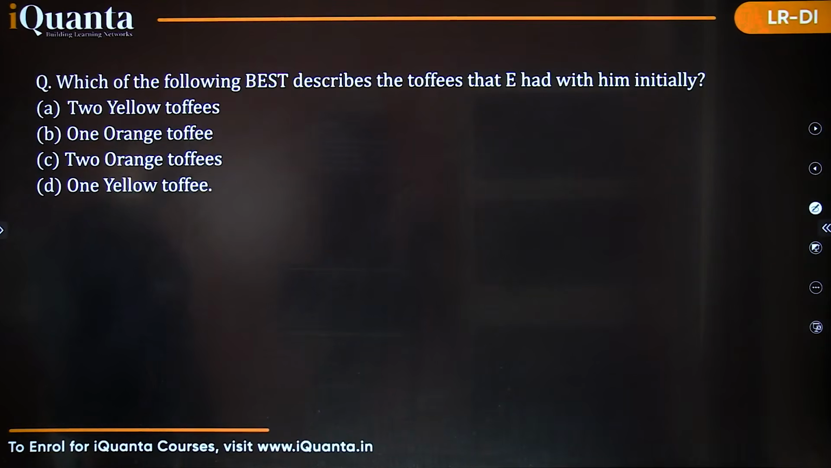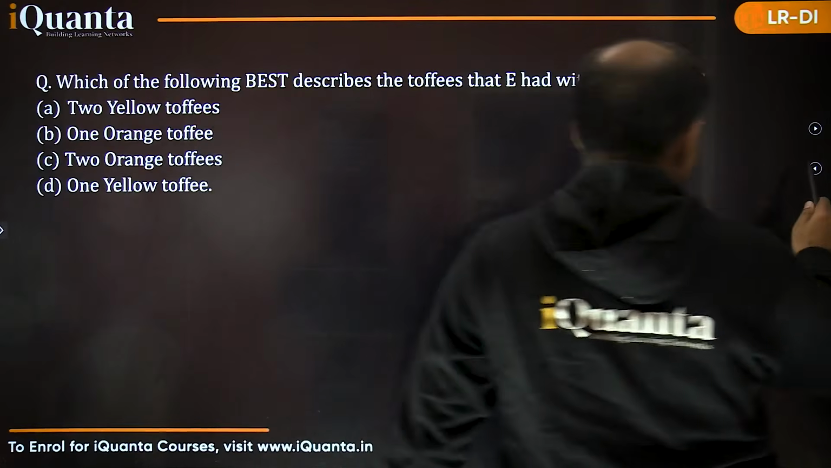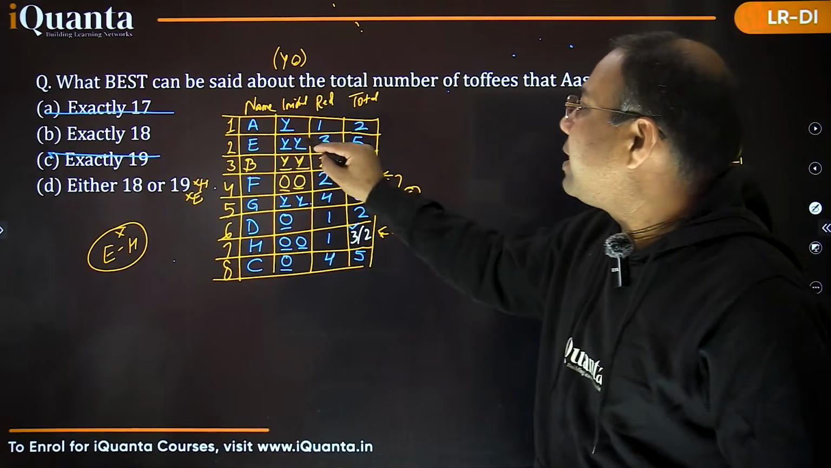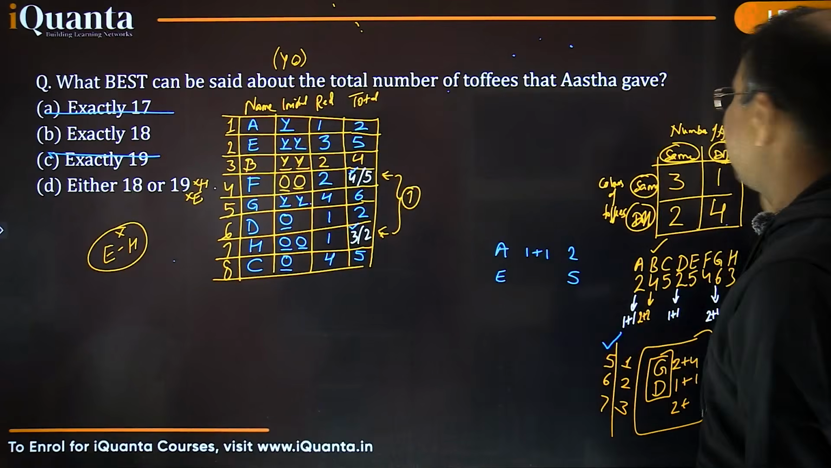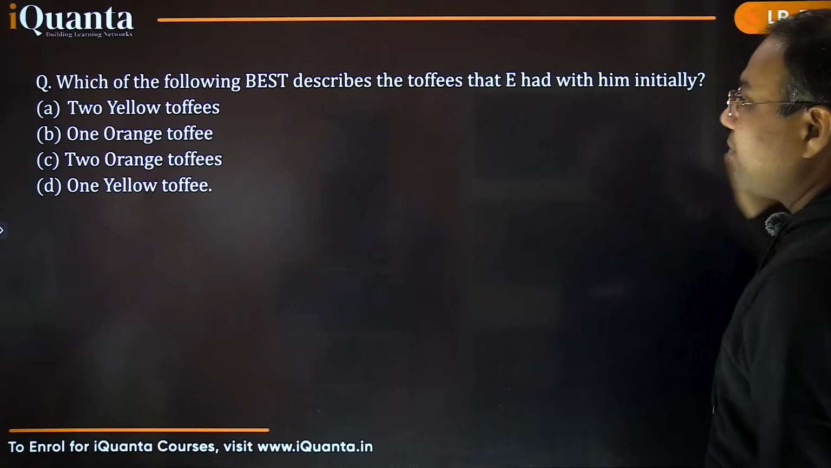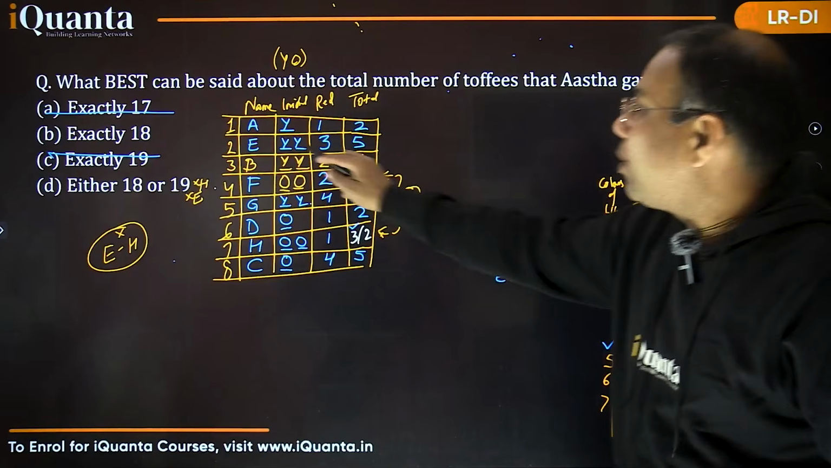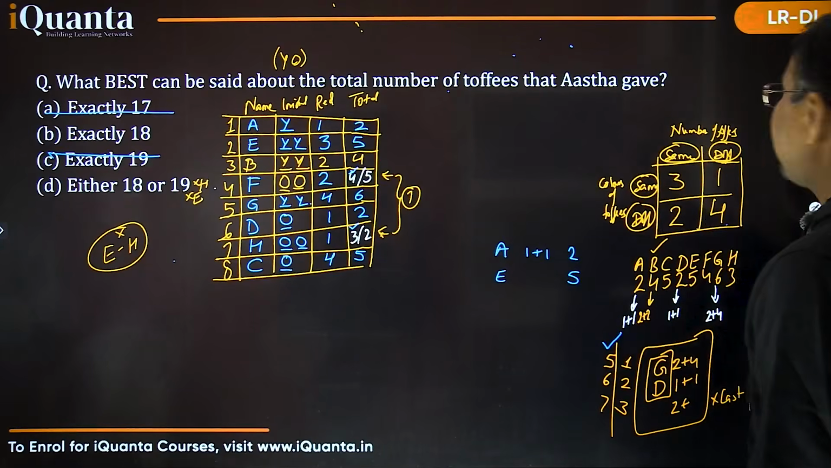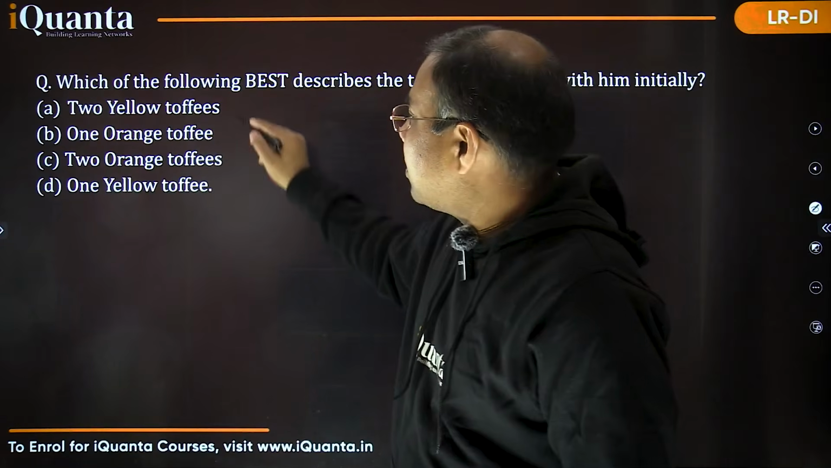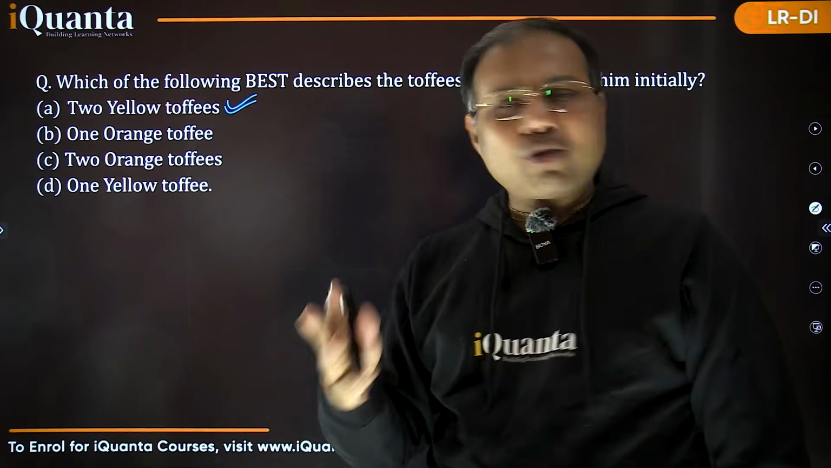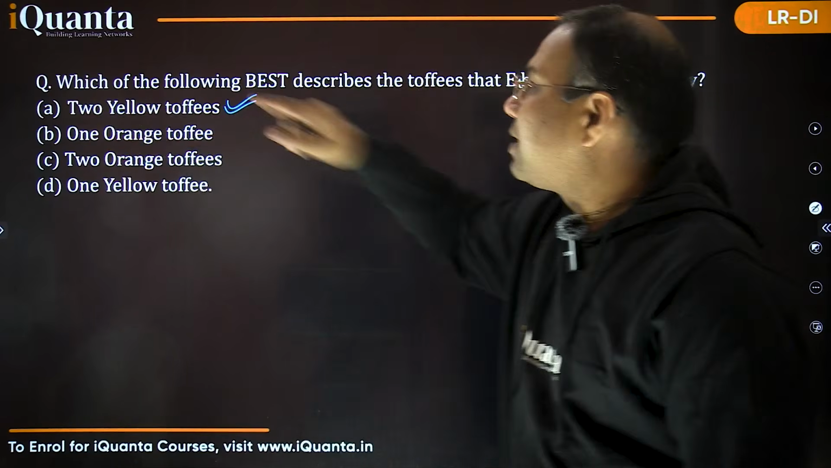Which of the following best describes the trophies that E had with him initially? E के पास initially कितनी trophies थी? Let's check. So E के पास initially तो certainly एक ही answer आने वाला है, so it must be 2 only, right? So answer to this question certainly we can do. This must be 2. अरे मैंने देखा नहीं which 2? It is 2 yellow trophies, right? E had 2 yellow trophies. So there are no multiple options like that ki this or that. So it is confirmed that this question must certainly have this answer.